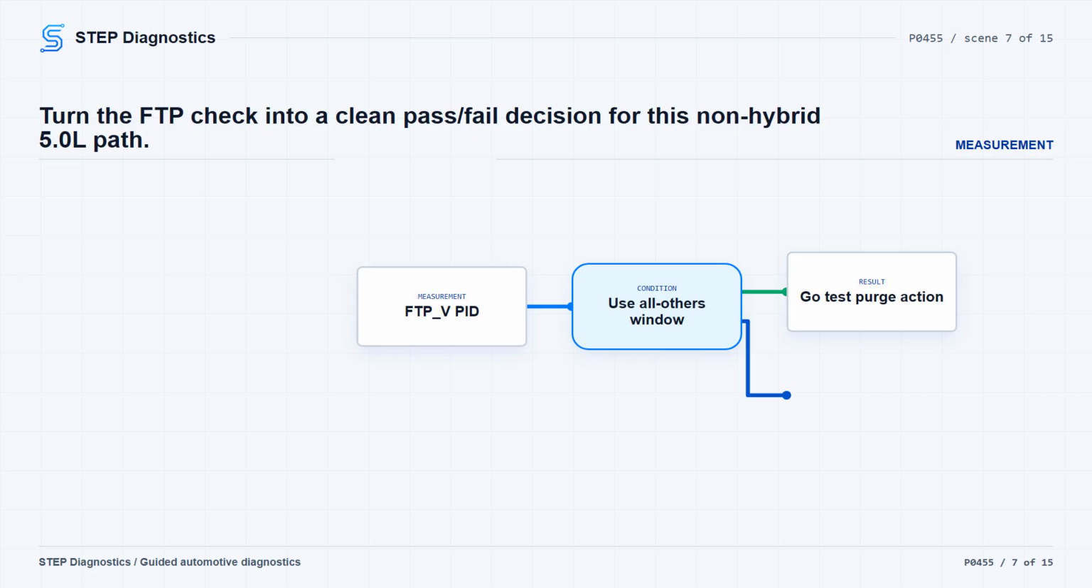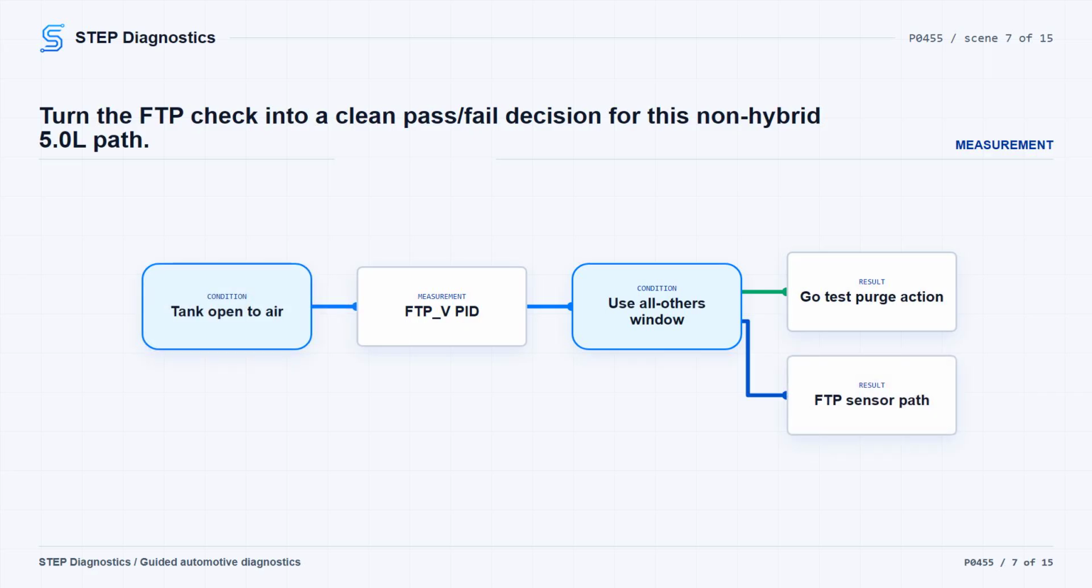The listed hybrid applications use an FTP PID reading between 1,409.154 volts, and all others use an FTP PID reading between 2,129 volts. For this 5.0L non-hybrid path, use the all others range. If the reading is in that range, continue to the purge valve functional test. If it is not in range, the path calls for installing a new FTP sensor, then repeating the test and verifying the result before moving into leak verification.